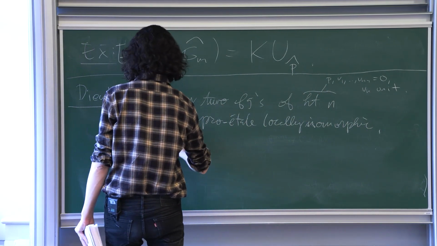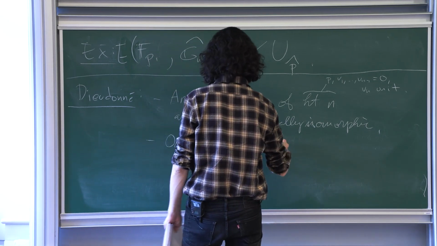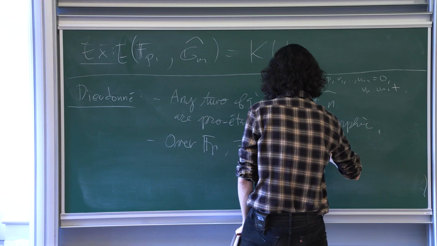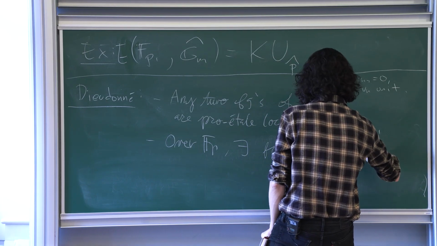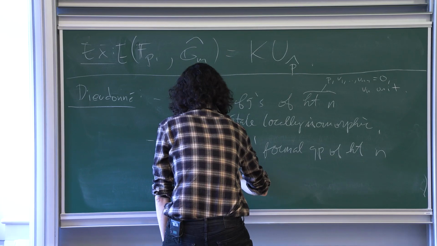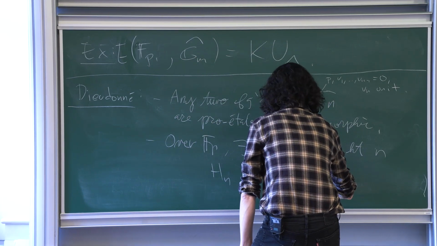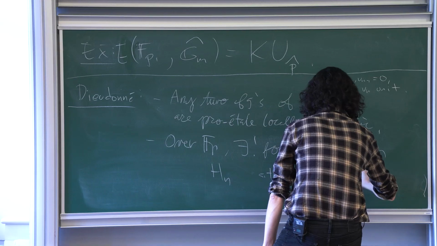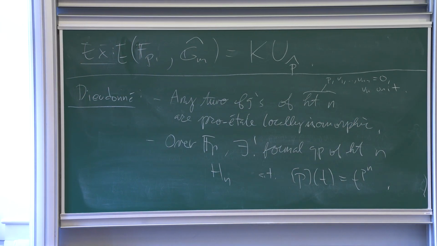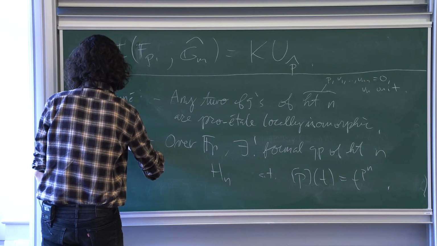So over F_p already, there exists a canonical, a specific formal group of height n. Let's say a unique formal group of height n, let's call it H_n, such that if you look at the p-series, it has a coordinate, and the p-series is just as simple as possible for a formal group of height n, so t to the p^n. Maybe this is Honda. It's called the Honda formal group.